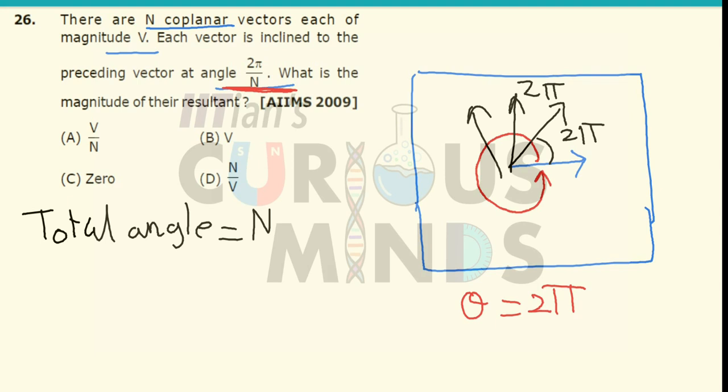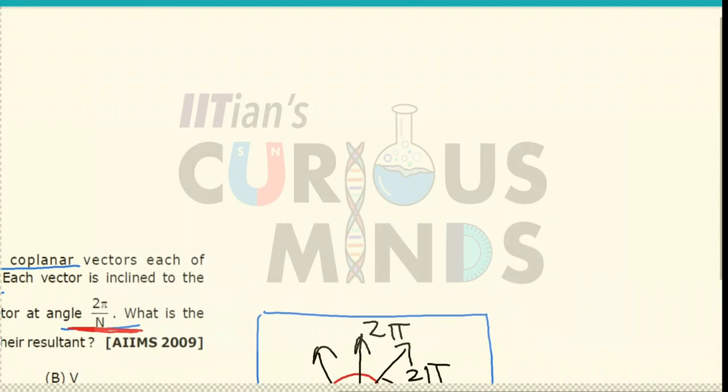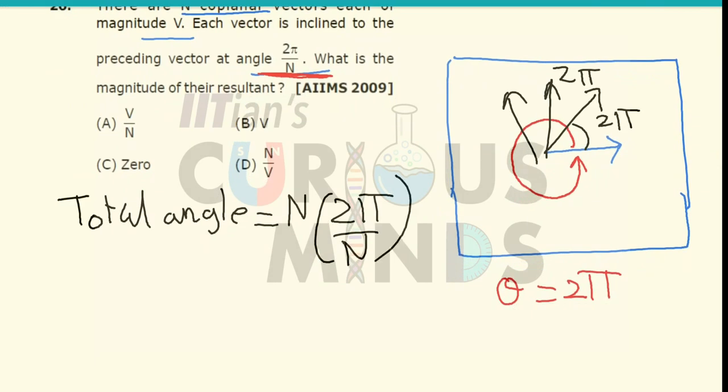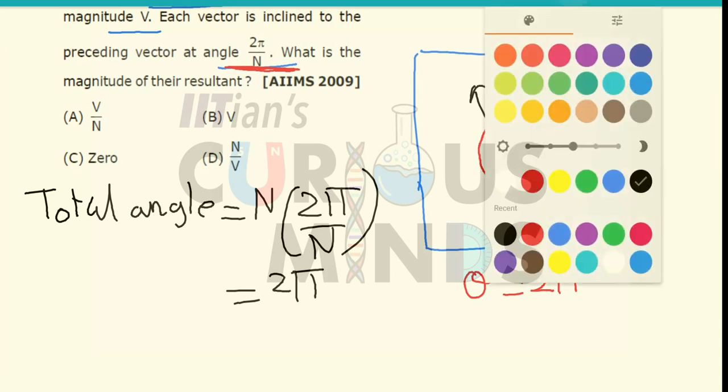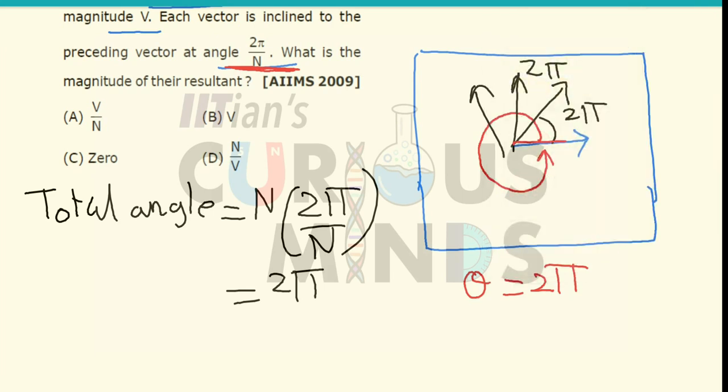The total angle made by the last vector with the first one will be equal to n into 2 pi by n, which is equal to 2 pi. So I can say that the last vector is coinciding with the first one, or the first and the last vector are the same.